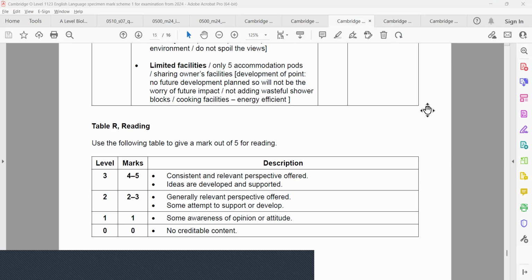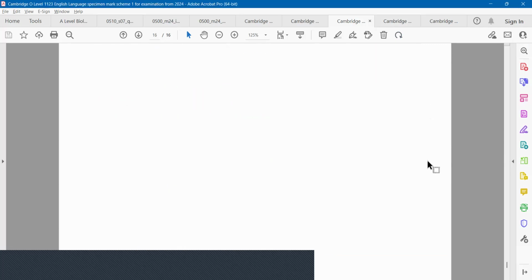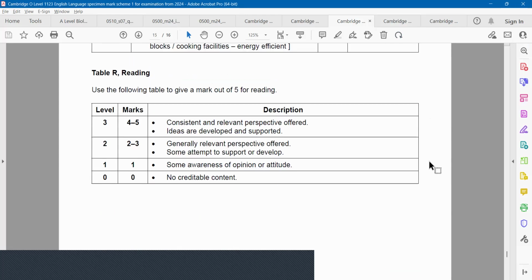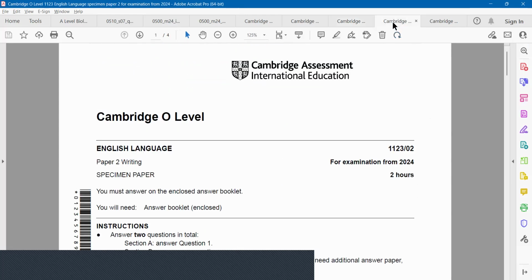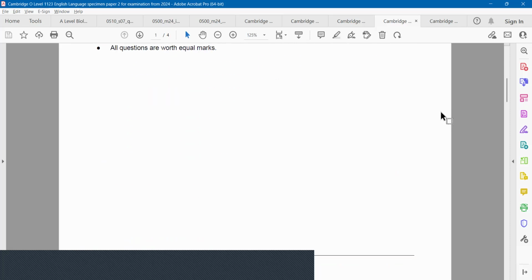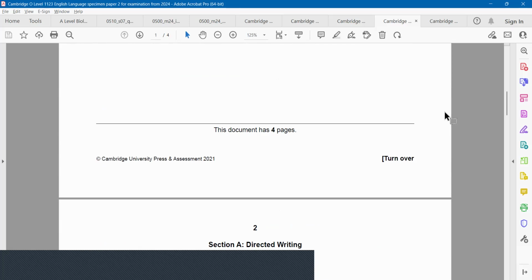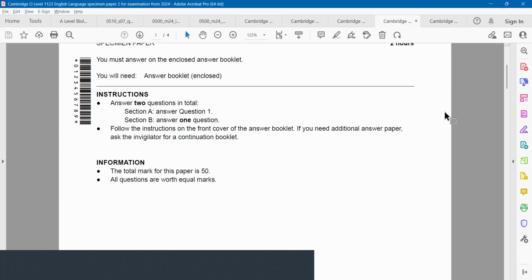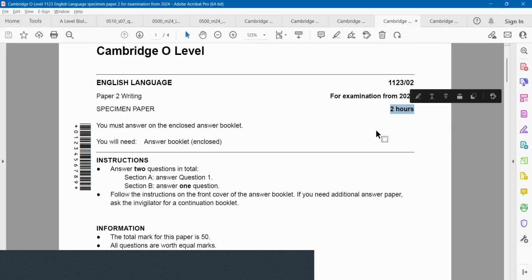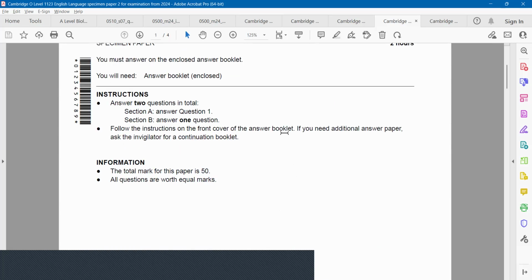So that's the mark scheme overview. Next, we come to the writing paper. I don't think I'll be able to cover all of this in the time we have left, but let's start. The writing paper is 2 hours long and worth a total of 50 marks: 25 marks for the directed writing and 25 marks for the composition. This one does not have an insert.